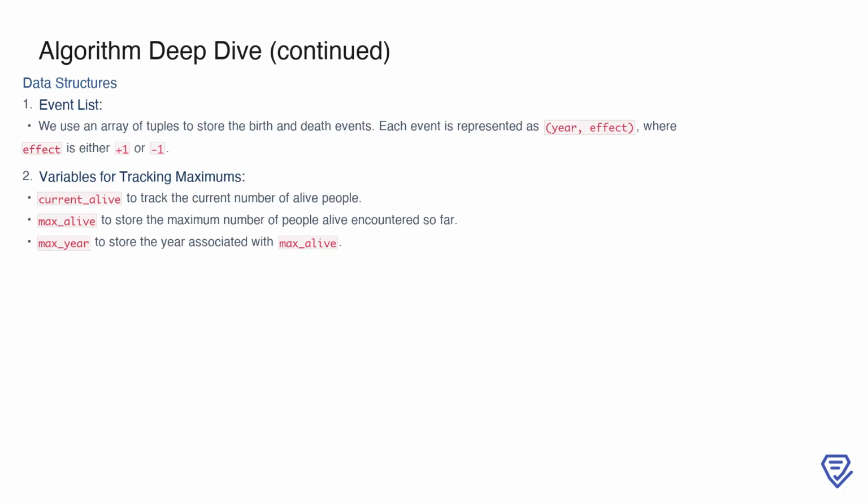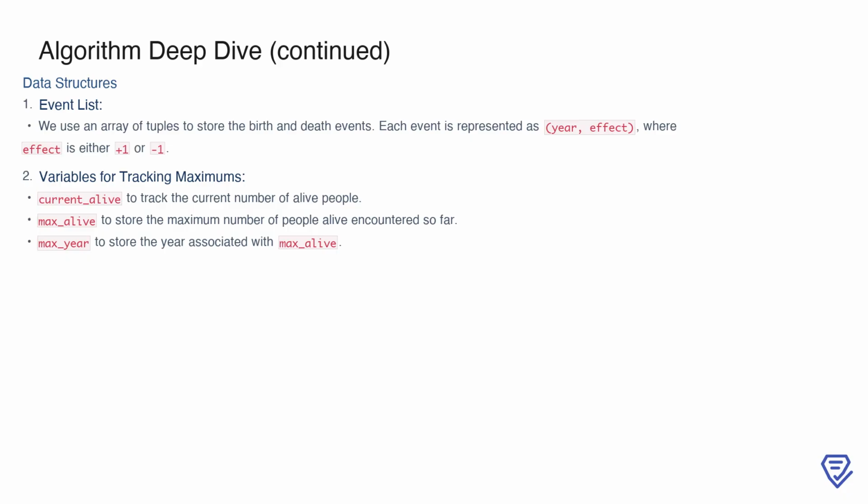To implement this algorithm, we use specific data structures and variables for tracking. The events are stored as an array of tuples, where each tuple represents a birth or death event in the form year, effect. This structure allows for easy sorting and processing. Additionally, we maintain three key variables: current_alive, to track the current count of people alive as we process events; max_alive, to store the maximum count encountered; and max_year, to record the year corresponding to max_alive.